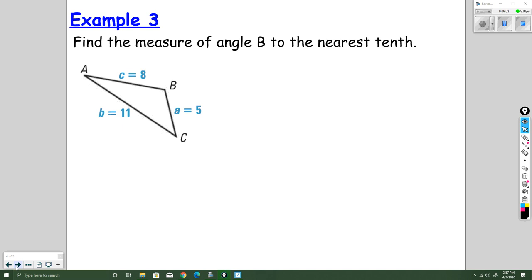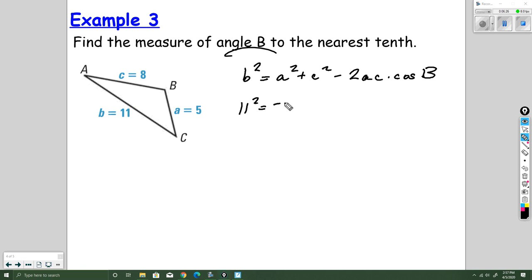All right, so let's take a look at this example. We're looking for angle B. That means we're going to use that law of cosines that starts with b. So b squared equals a squared plus c squared minus 2 times a times c times cosine of b. We have side b, so that's going to be 11 squared equals 5 squared plus 8 squared minus 2.